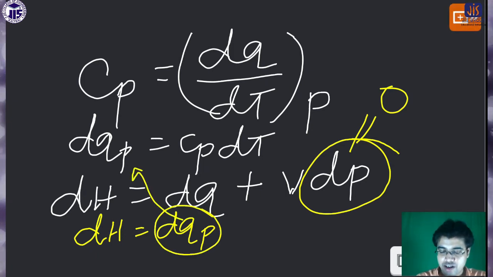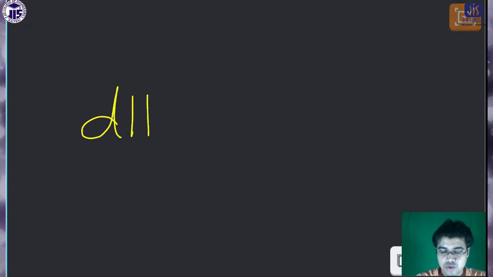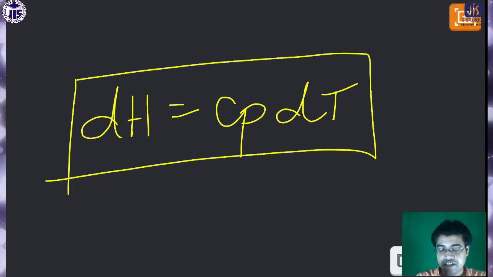So we can write down that dH equals Cp dT. Like in the previous case, where the internal energy change equals Cv dT, here the change of enthalpy equals Cp dT. So these two equations you have to keep in mind. This is very important for your exam purpose.